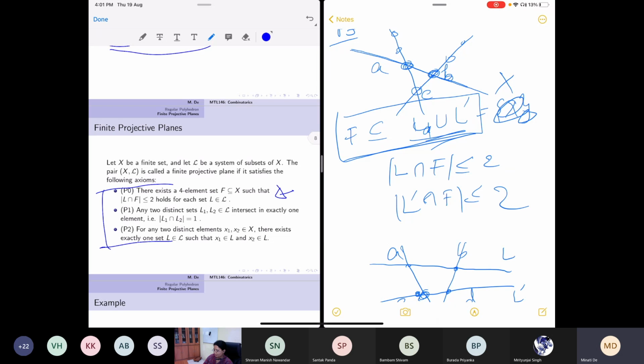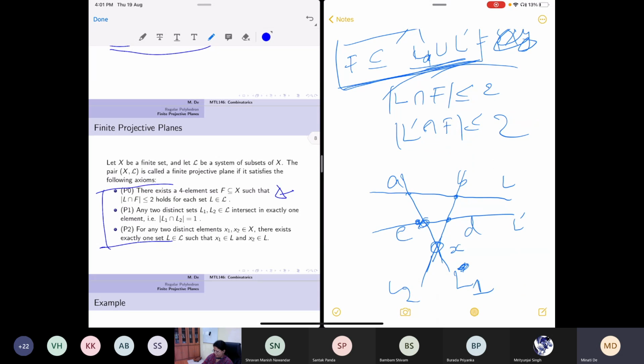So first I claim that if F is not contained in L union L dash, then we don't have to do anything. Otherwise, F is contained in here, right? So if that is the case, and we know this is the property of axiom 0, then using that property, L is passing through 2 points and L dash is passing through the other 2 points. That's the only possibility, right? So I have named it in this way.